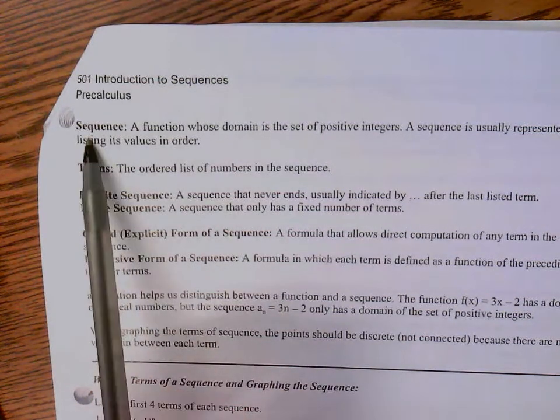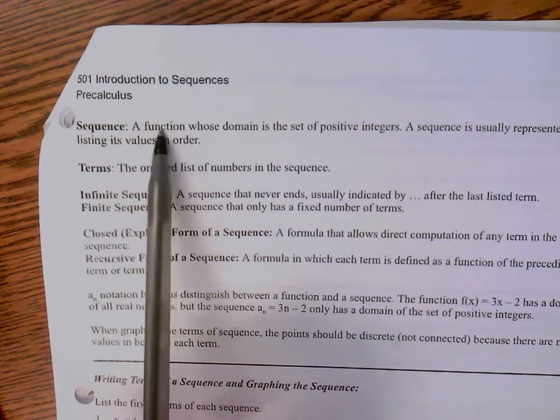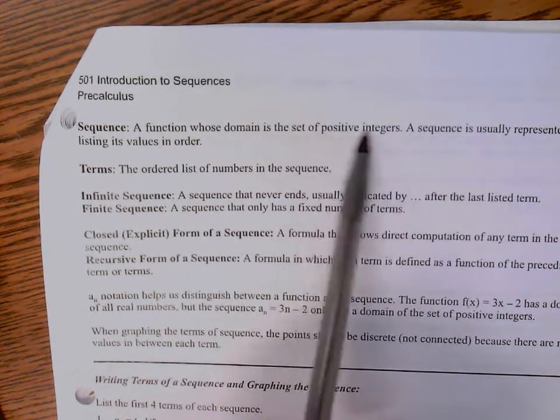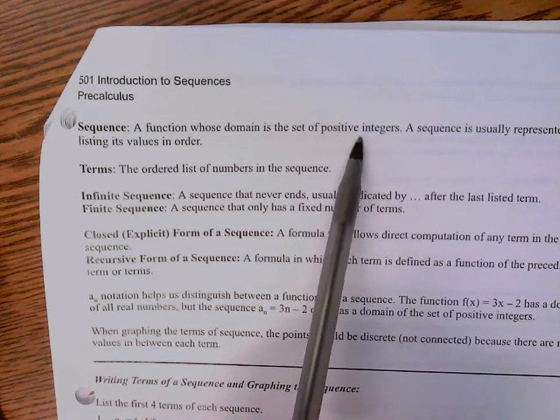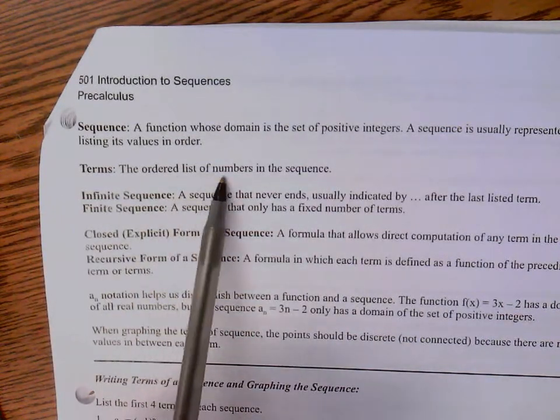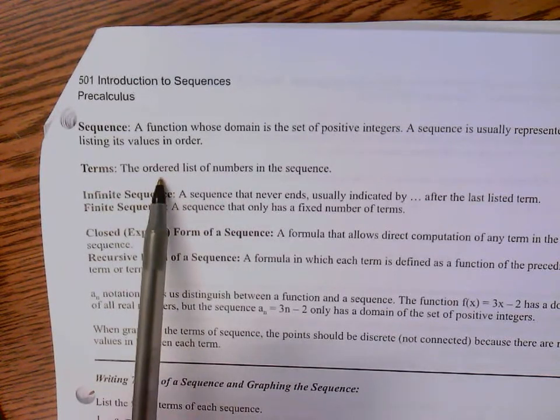A sequence is a function, so just like a linear function, but its domain is the set of positive integers. So you can't have term 1.5. A term is just the ordered list of the numbers. You can't have a 1.5, or you can't have a -7.